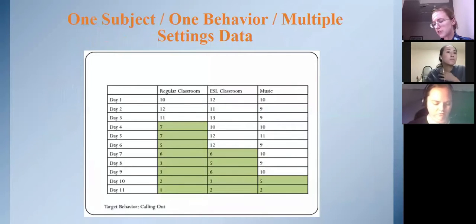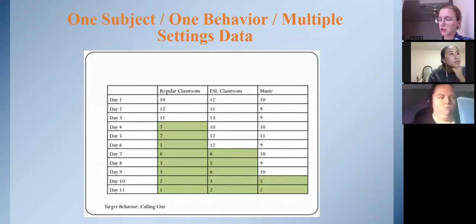The treatment is introduced first in the regular classroom, while the ESL class and music class stay in baseline. The number of callouts decreases within each setting only after the treatment is introduced. Therefore, the teachers can conclude that they selected an appropriate intervention. Hopefully, these examples have made the different single subject designs easier to understand and helped you to see how single subject research could be used to help you improve your own classroom environment.